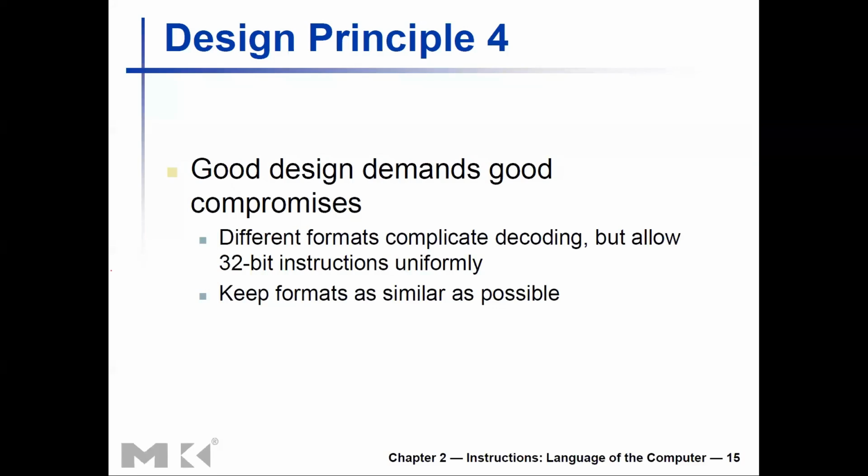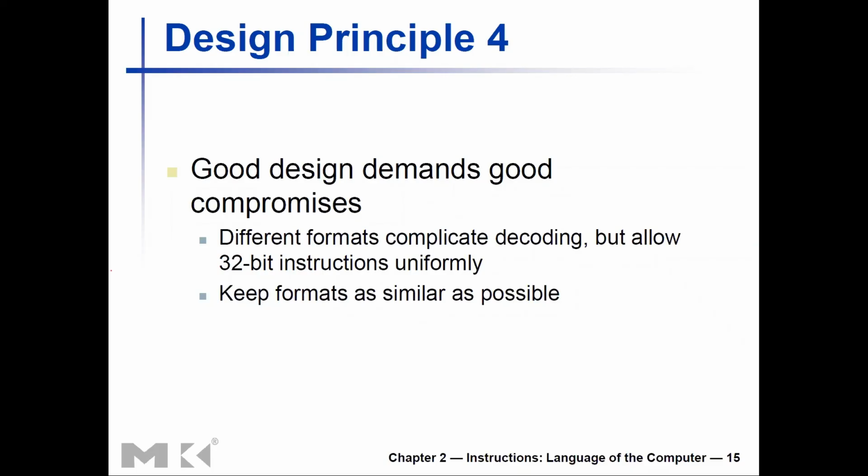So different formats are there, but it allows 32-bit instructions uniformly. The benefit here is that you can have 32 bits for all the instructions. That is a trade-off, a compromise. But uniformity is more important when you go for designing real hardware that can execute these instructions. You can gain speed when you have a uniform structure for the instruction.